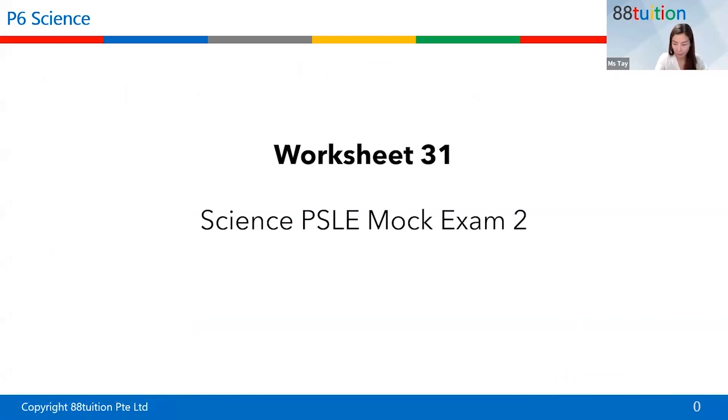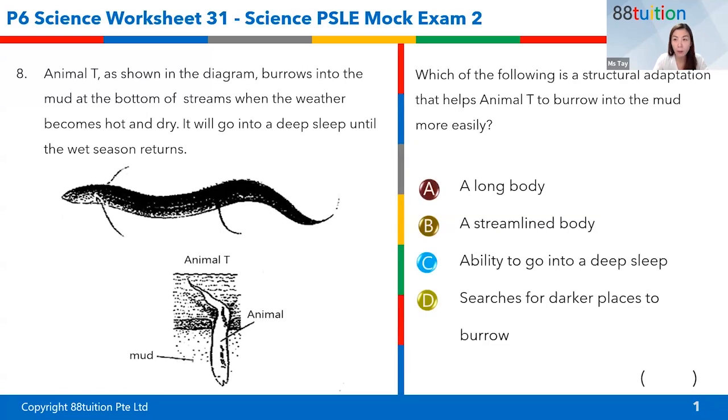And then let's go on to the first question. In your paper, you will see question 1, but I'm following the question number in the mock exam paper. So this is like question 8. Okay, so question 8. This is the animal T as shown in the diagram. Okay, so it burrows into the mud at the bottom of streams.